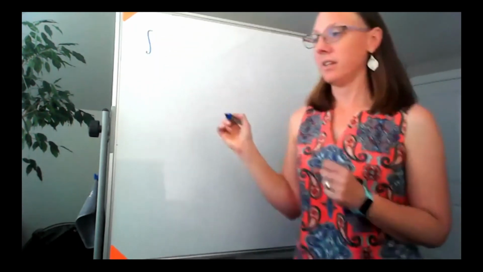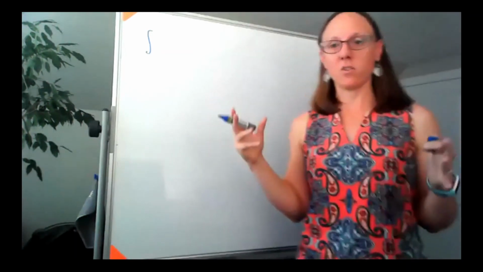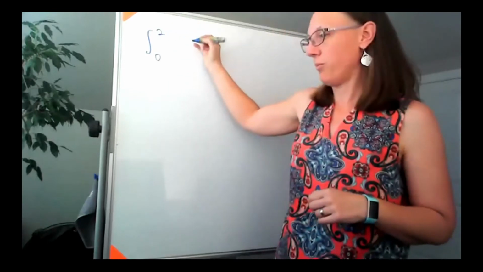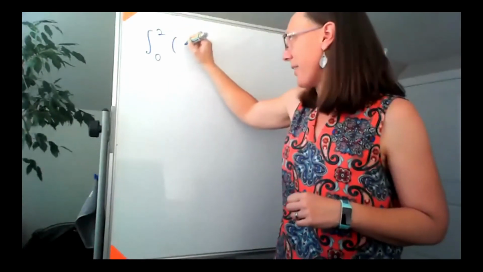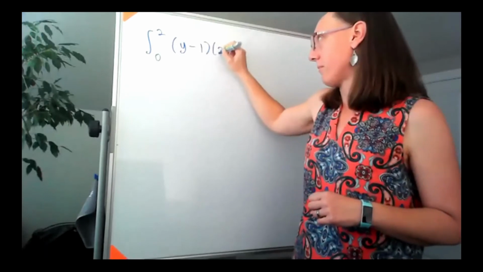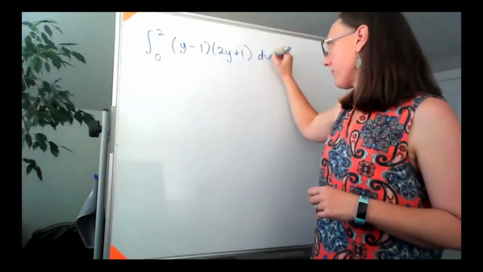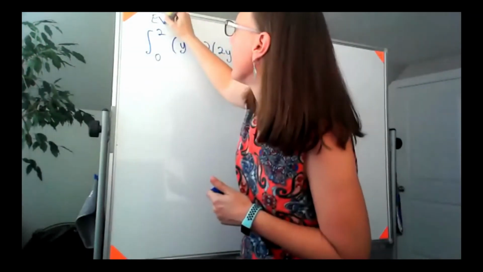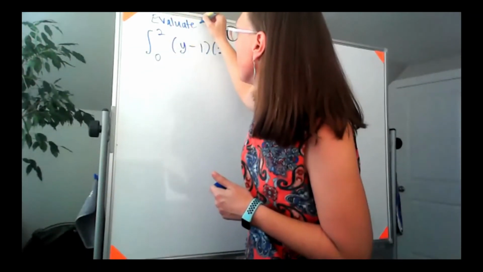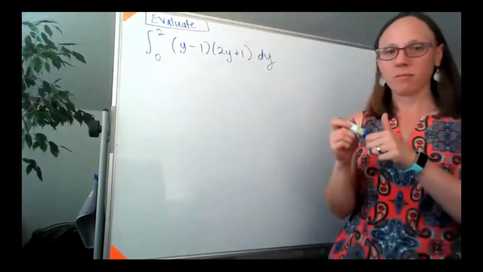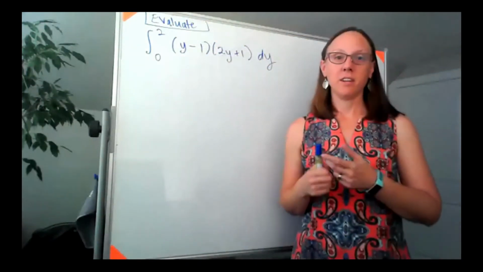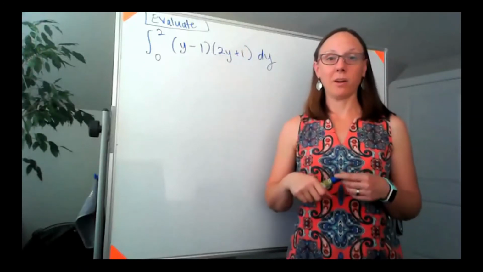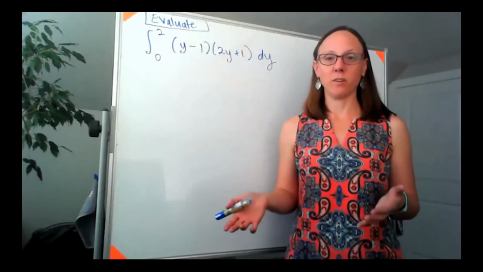So let's say that I've got another one here. Let's keep the numbers pretty easy. No fractions yet this time. We need instructions, so same instructions as last time. We're going to evaluate this definite integral: the integral from 0 to 2 of the quantity y minus 1 times the quantity 2y plus 1.